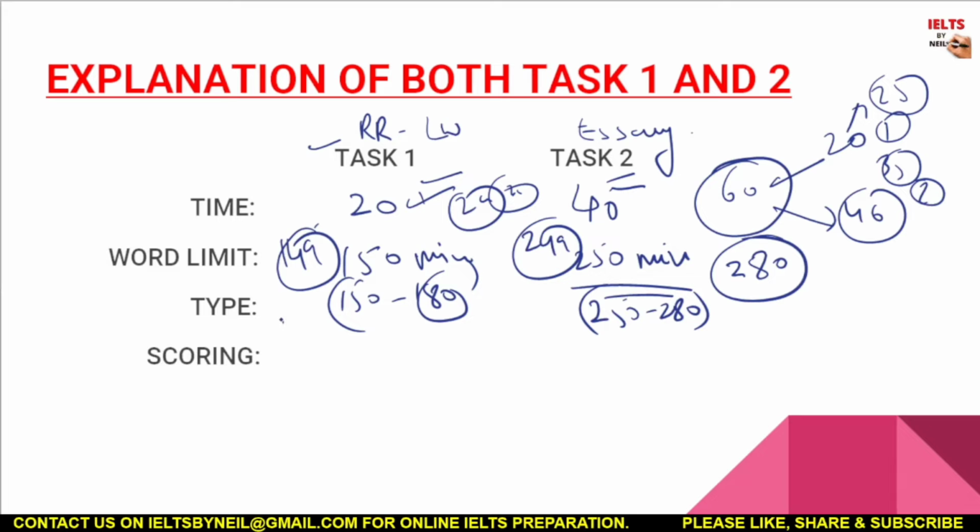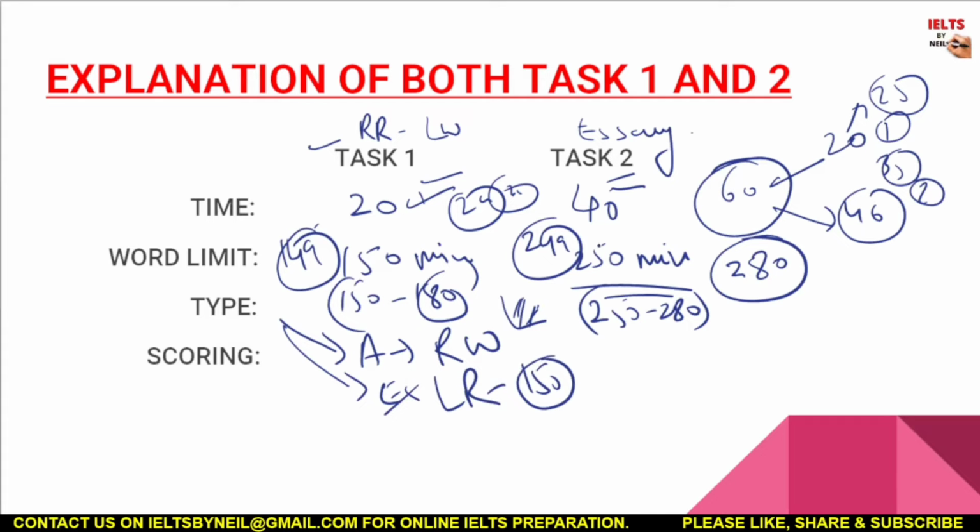Next, types. So task 1 in academic is report writing. You'll get a diagram as I explained before, and you will need to write 150 words on that report. And general training would be letter writing for 150 words. And task 2 is an essay for both academic and general training.